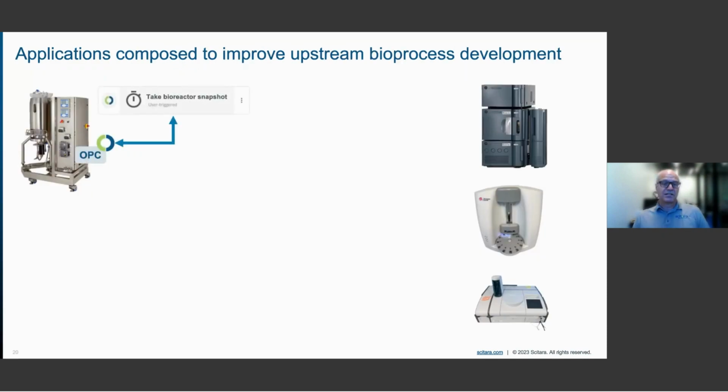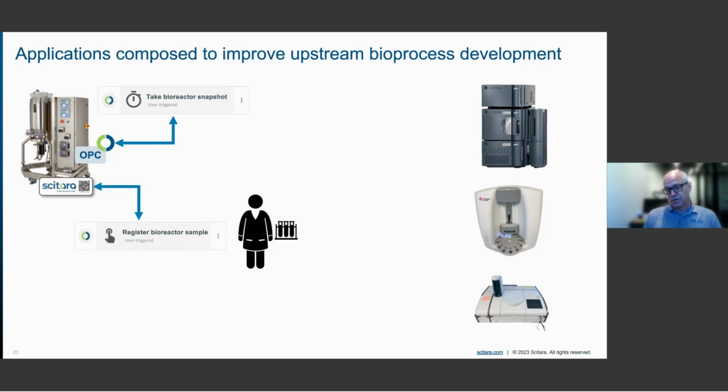So as an example, we have OPC connectivity that allows you to connect to a bioreactor. So you'd probably write an orchestration that would be a timed one. Every 10, 20 minutes would take a snapshot of that bioreactor and send it up to the ELN or the spreadsheet.